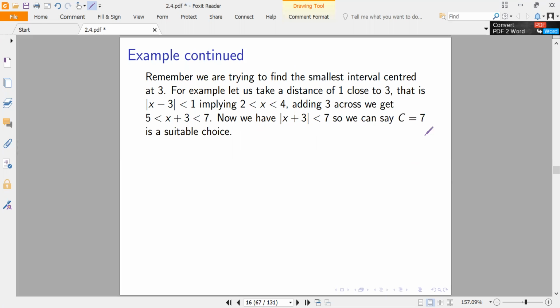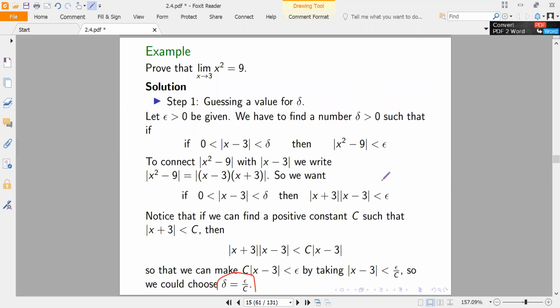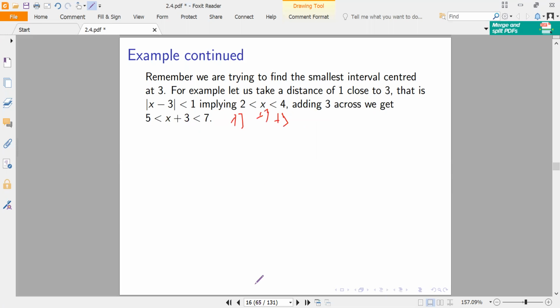So if we make c to be 7, remember that we are trying to come back here. We said delta should be epsilon over c. So we want to see what value is appropriate for this c. So now we can say that c equal to 7 is a suitable choice.